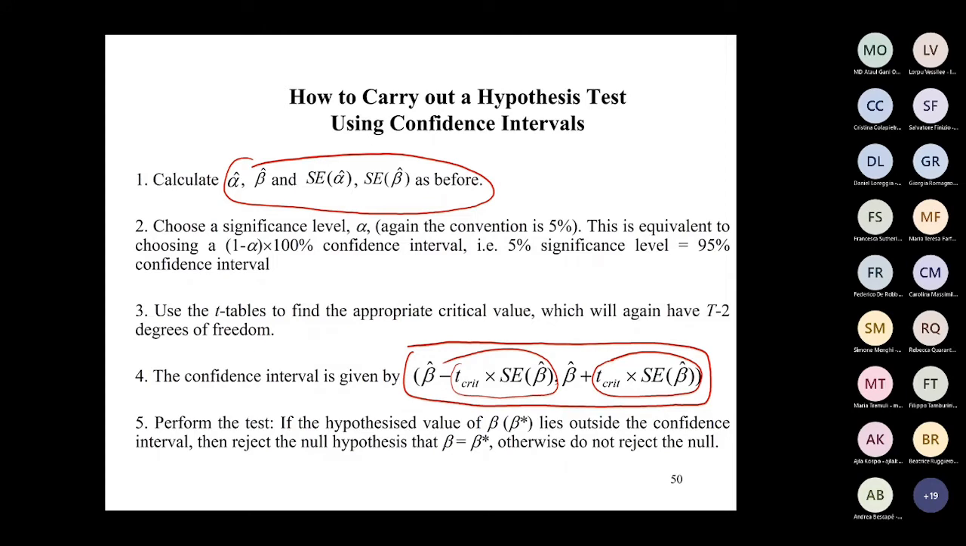Okay, and the confidence interval, I repeat, contains all the possible values of beta hat and the minimum value, the maximum value, and the average value of the coefficients.